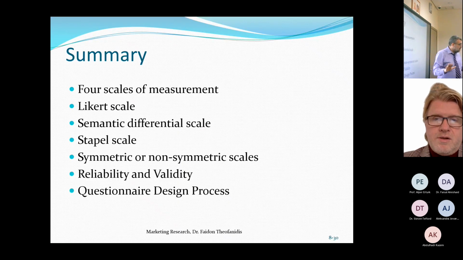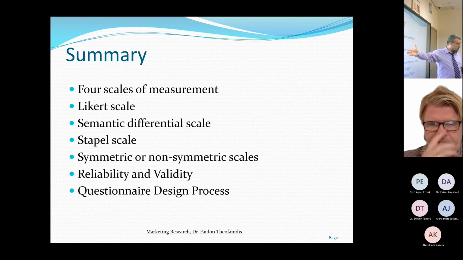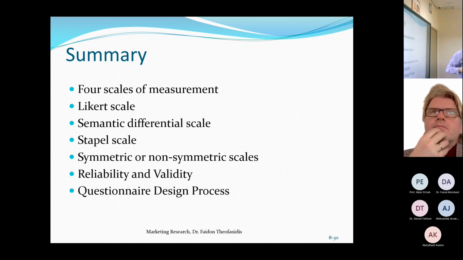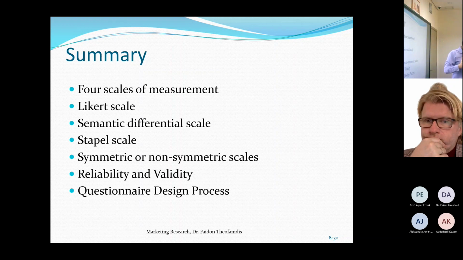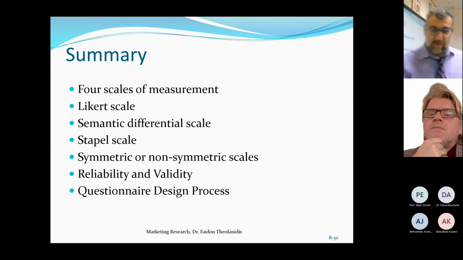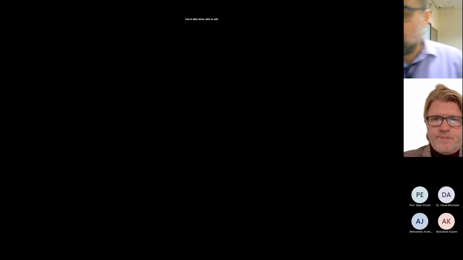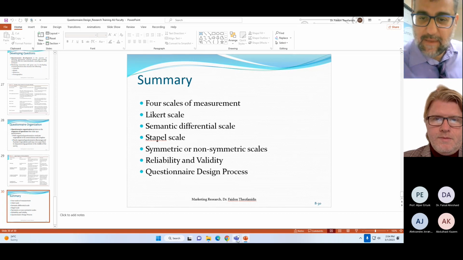So in summary, we discussed the 4 different scales of measurement. We discussed the different types of questions: open-ended, closed-ended, mutually exclusive, multiple choice, dichotomous, non-dichotomous. We discussed symmetry. We discussed reliability and validity, and also we said some things at the end about the whole process, how you should develop a questionnaire. Sorry, I exceeded the time by 4 minutes.